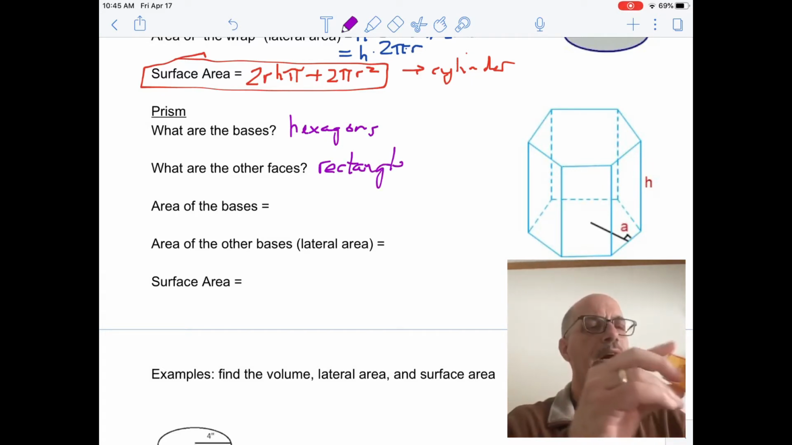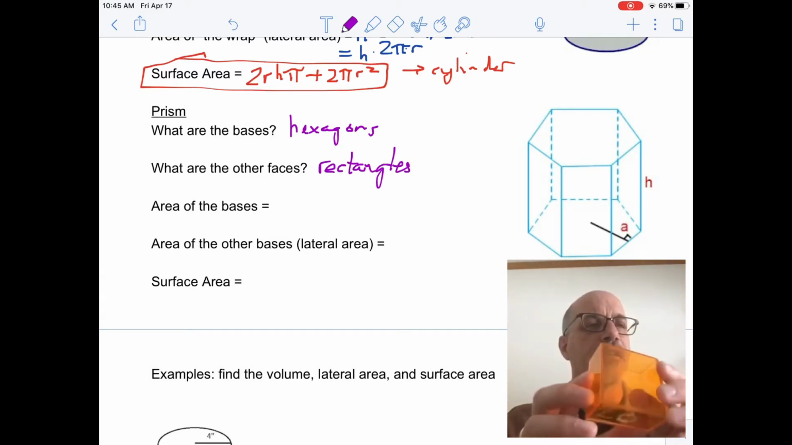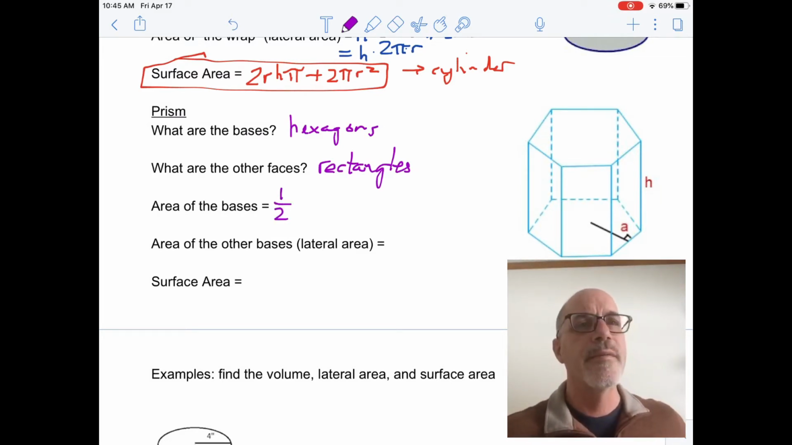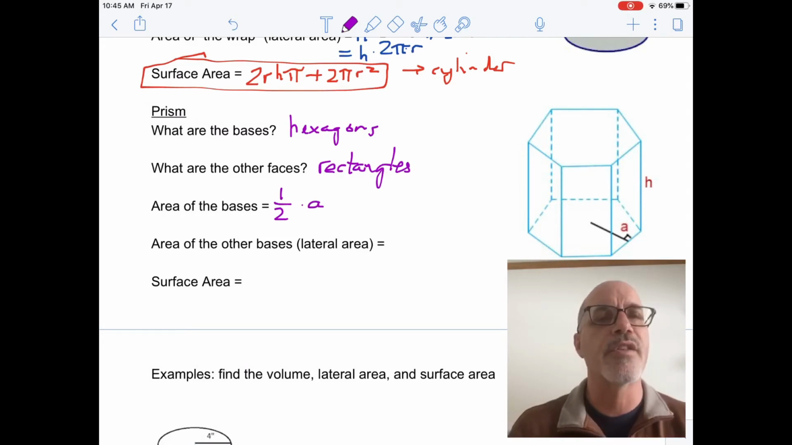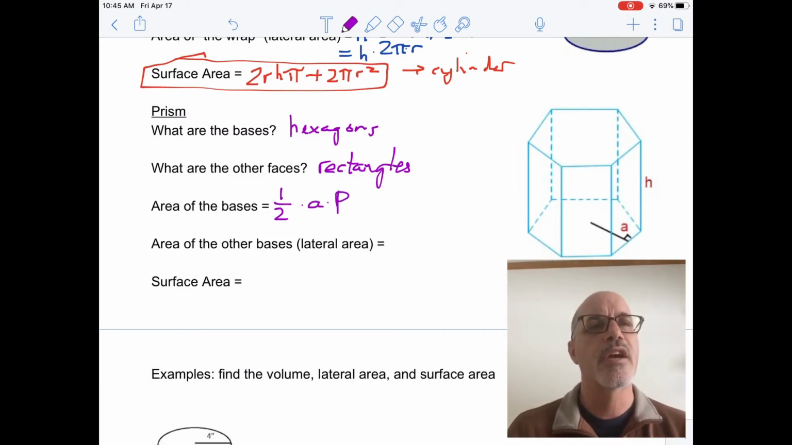Same thing if we have a box or a rectangular prism. You've got the bases being rectangles, but also the faces are. So if the hexagons are the bases, the area of the bases is going to be 1/2 times the apothem times the perimeter. Since there's 2 of them, we multiply it by 2.